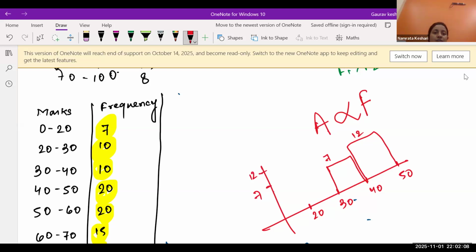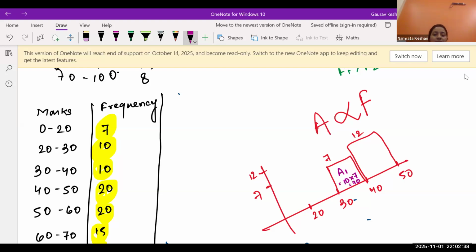Now the rule says that in a histogram, this condition always needs to be fulfilled: area is proportional to frequency. What does that mean? If you find the area of this rectangle, the area will be length into breadth. You can see the gap between 30 to 40 is 10 and it is going till 7. So length into breadth, area will be 70. Making sense?